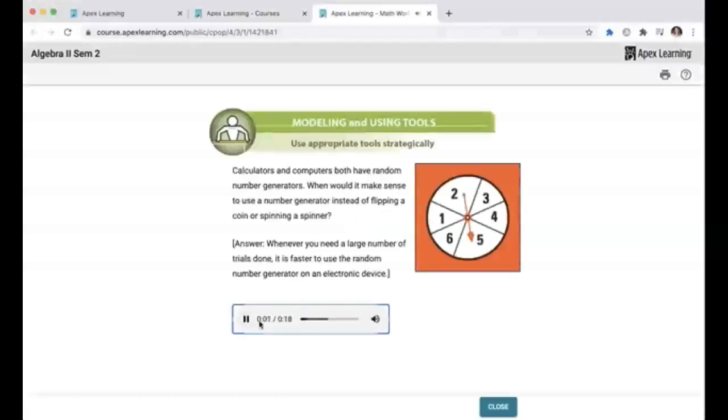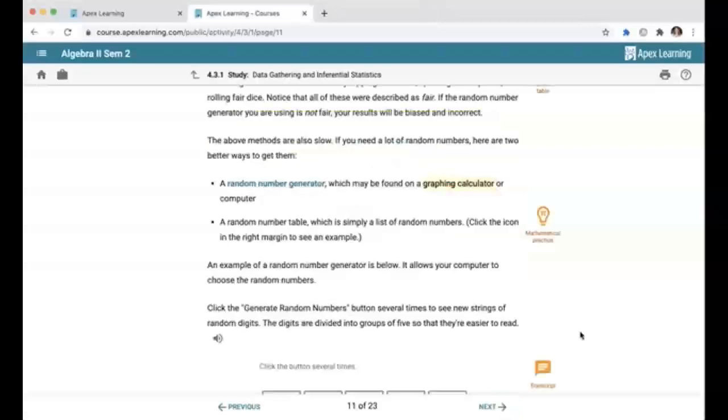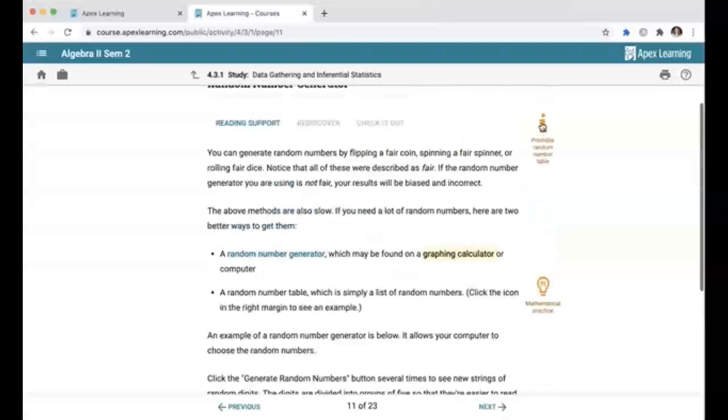Calculators and computers both have random number generators. When would it make sense to use a number generator instead of flipping a coin or spinning a spinner? Answer: whenever you need a large number of trials done, it is faster to use the random number generator on an electronic device. Yep, perfect. We could spin a spinner here, but think about it: every time you spin it, it's going to take you 5 or 10 seconds, depending on how fast it slows down.